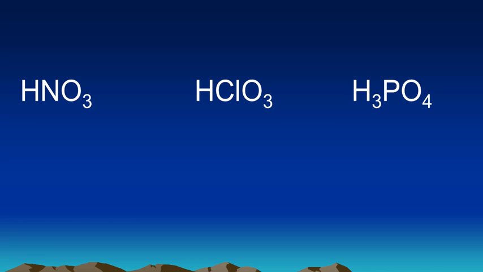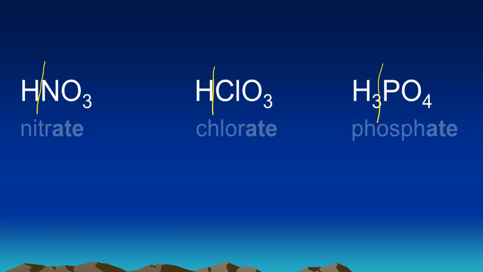But once again, to name these, we basically do it the same way. We split it in half, and we name the anion. So the NO3 is called nitrate. ClO3 is called chlorate. And PO4, with the 3 negative, is called phosphate. So notice that the suffix is different this time. It's not IDE, it's ATE. So we're going to name these differently.